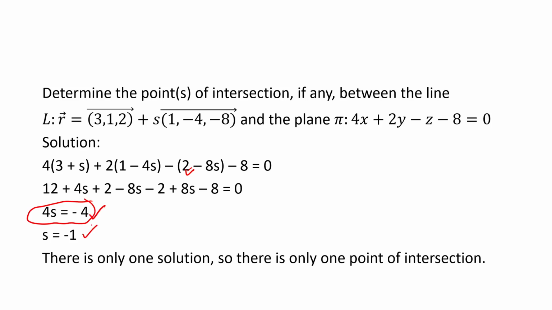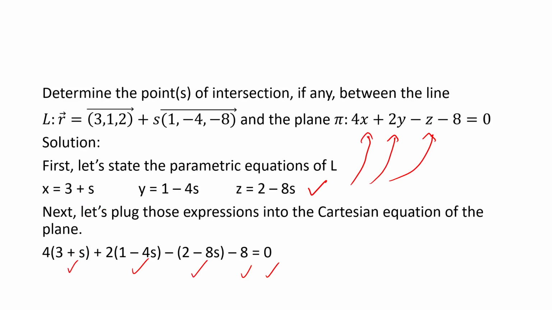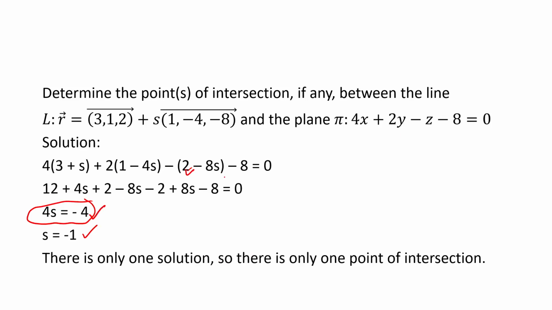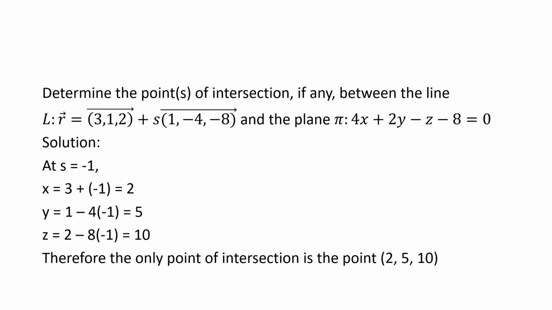So if we go back and actually look at our parametric equations from the previous slide, all we do is say, well, I'm going to let s equal negative 1, and I'm going to find out what x should equal, what y should equal, and what z should equal, and that's going to give me the coordinates of the one point of intersection. So at s equals negative 1, we determine that x is 2 and y is 5 and z is 10. And now we've determined that there's one point of intersection, and specifically, it's the point (2, 5, 10).